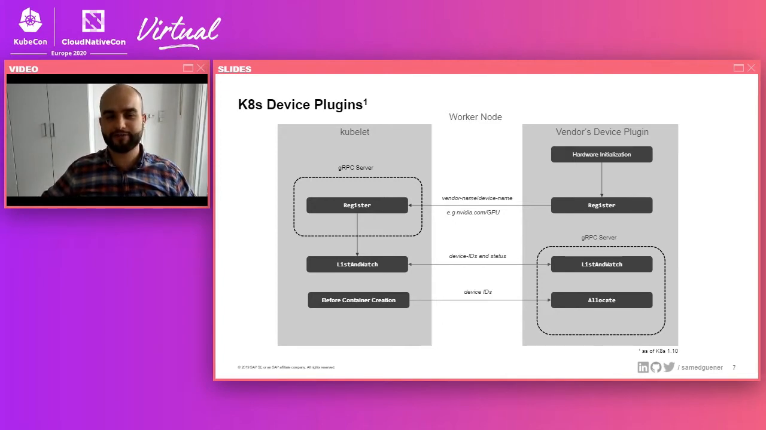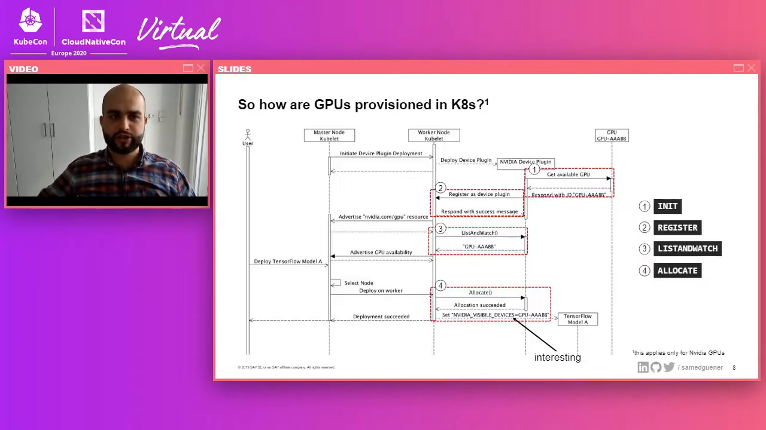During the allocate function, the device plugin prepares the device, marks it internally as used, and returns back data, which is crucial for the container to consume the device correctly. So the key functions to be implemented in a device plugin are allocate, register, and list and watch.